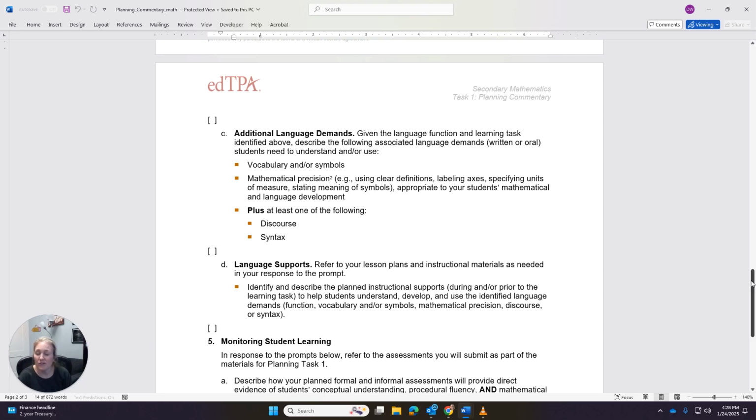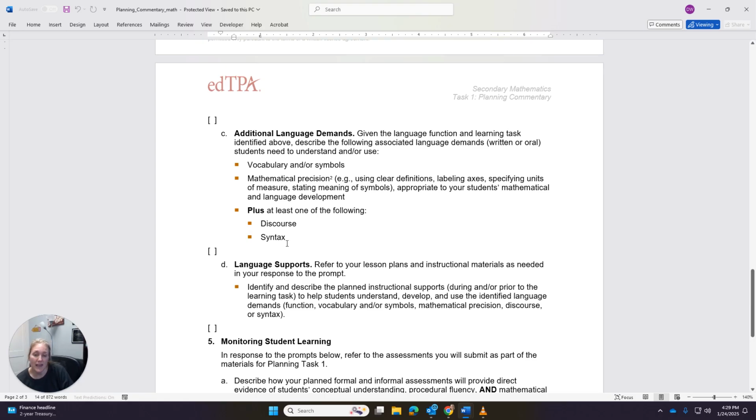Okay, so in order to do that, students would need to know the word proof and how it operates in the world of math. But sometimes in elementary particularly, we have the vocabulary words for the week. That's not what edTPA is looking for. They're wanting to know what vocabulary, what symbols you need to teach the students to be able to do your language function. Okay. Then discourse and syntax.